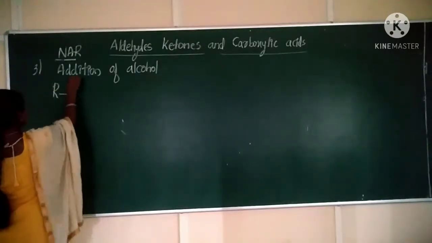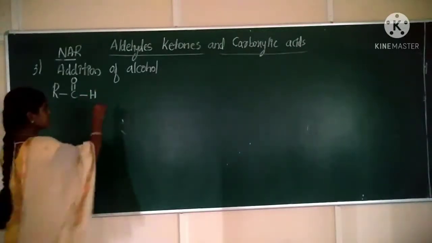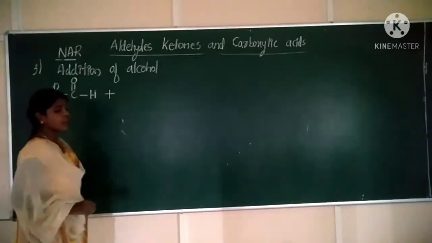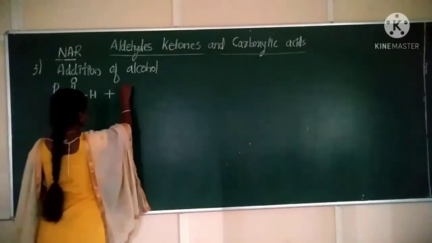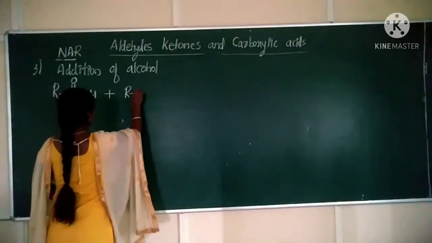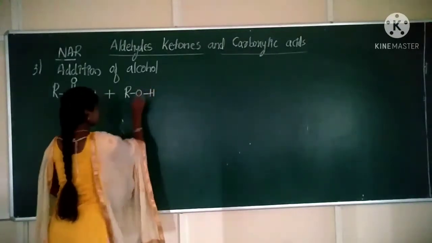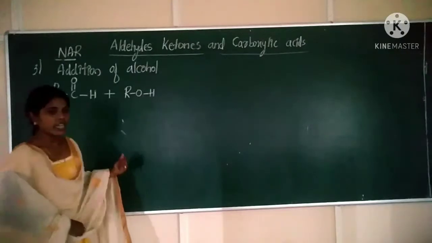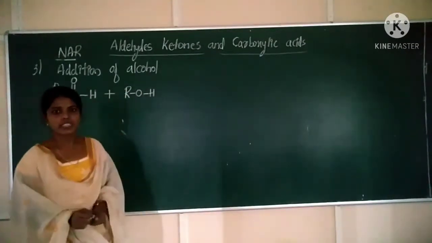So take aldehydes, R C double bond O H. Aldehyde reacts with what? Alcohol. So what is the formula of alcohol? ROH. We know that alcohols are weak acids. Correct. Alcohols are acidic in nature.